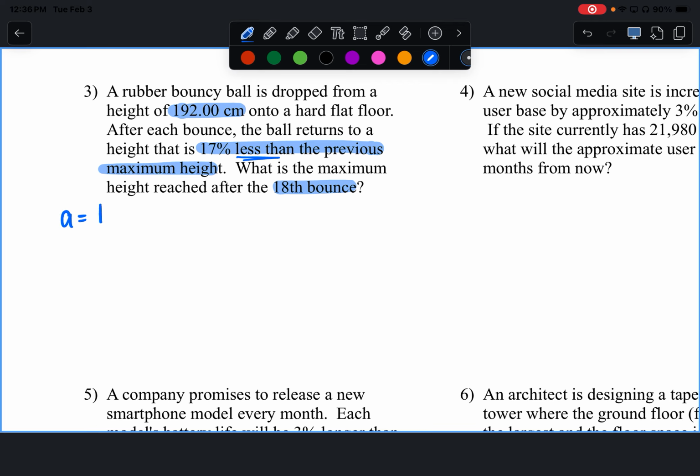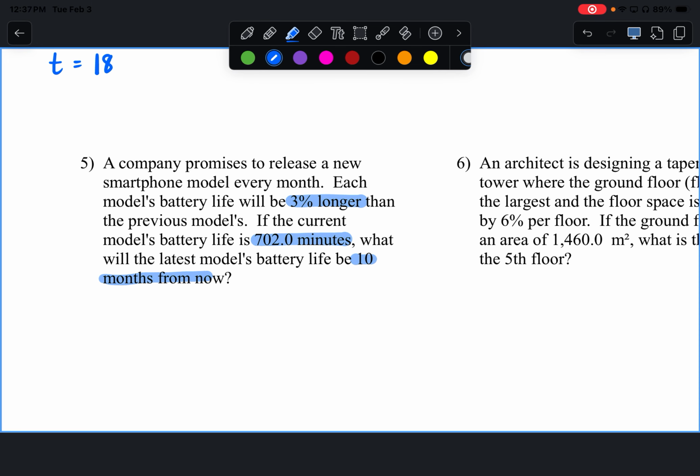Then number 5, we're just going to read it and determine if it's growth or decay. Okay, so a company promises to release a new smartphone model every month. Each model's battery life will be 3% longer than the previous models. If the current model's battery life is 702 minutes, what will the latest model's battery life be 10 months from now? Is that growth or decay? Growth.